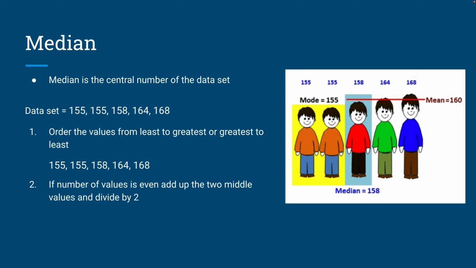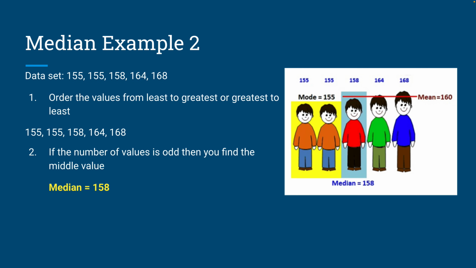Median is the central number of the dataset. Median is calculated by ordering the values from least to greatest or greatest to least, and then if the number of values is even, adding up the two middle numbers and dividing by 2, or if the number of values is odd, then you find the middle value. So in this case, the number of values is odd, so we find the middle value, which is 158, and so 158 is the median.